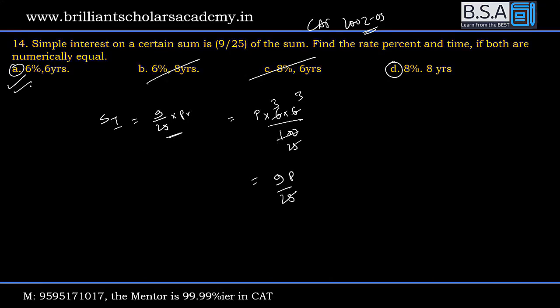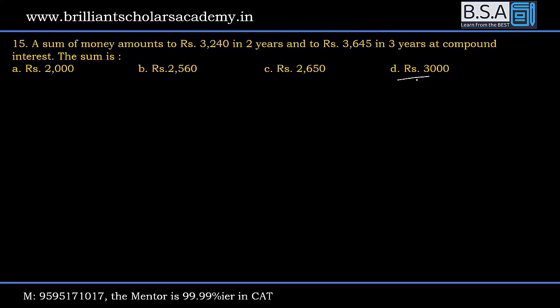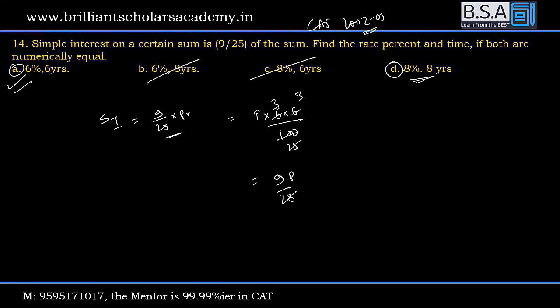It's done, right? What is there to solve? The question says simple interest on a certain sum is 9 by 25 times the sum. So if rate percent and time are both equal, find them. It is clearly evident you want 9 in the numerator. Can you generate 9 as a multiple of 8 and 8? 8 is made up of only 2s. So this one gets ruled out. Apply common sense. Answer is A.